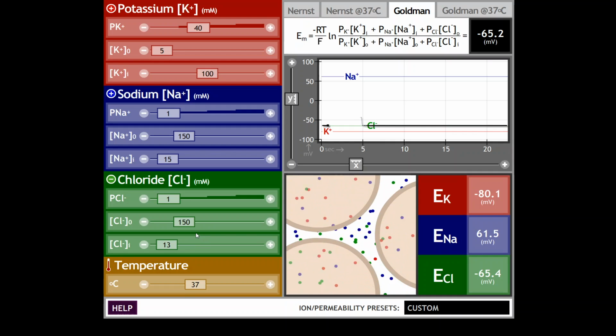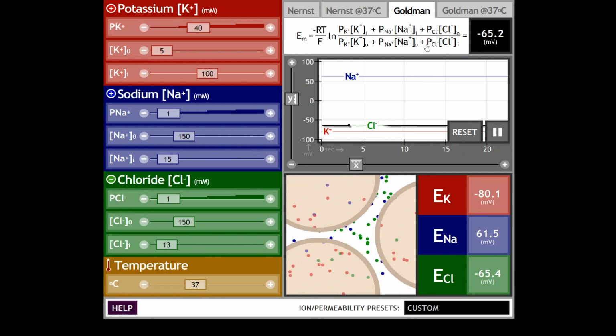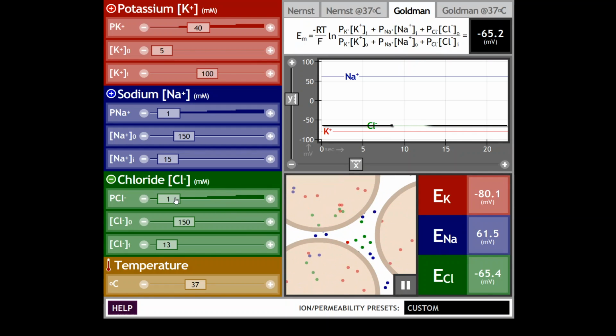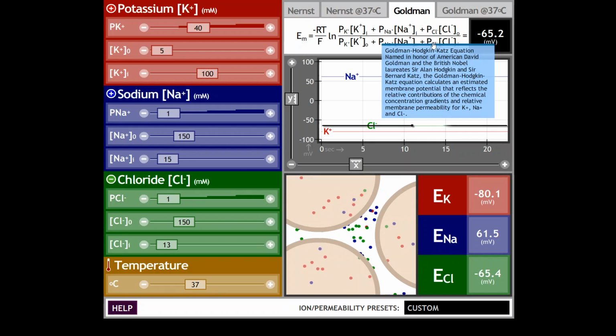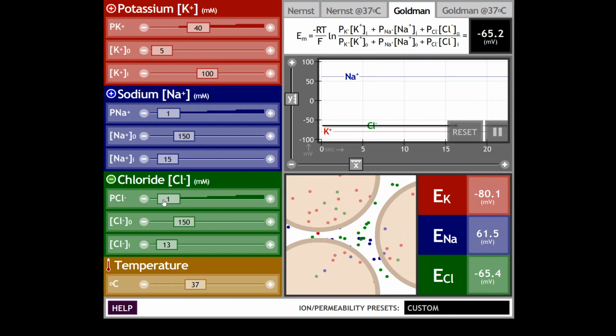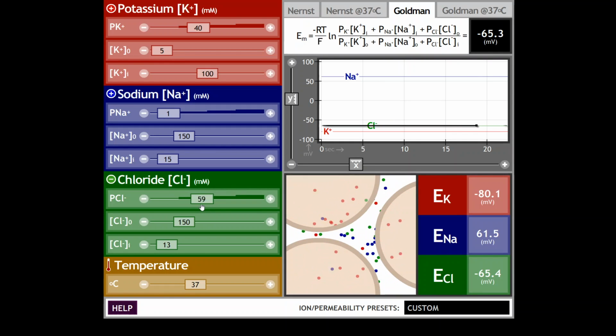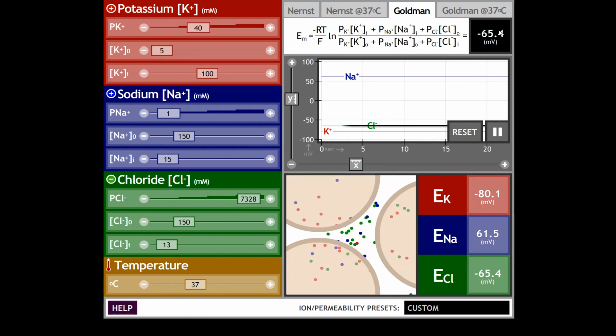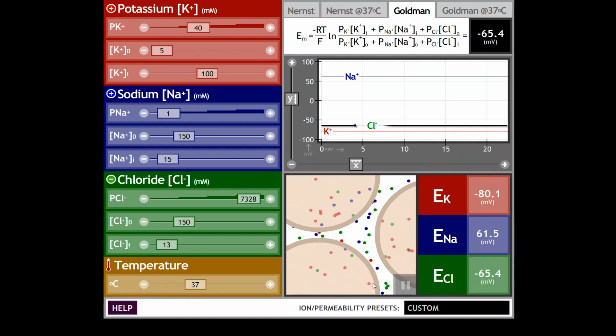And now you can see that the reason we can take chloride out of the Goldman equation under this very specific circumstance is that no matter how big the permeability of chloride gets, it won't change the membrane potential. So if I crank this number up, you notice the membrane potential does not change. That's because chloride is already at its equilibrium potential. So opening more chloride channels is not going to change the movement of chloride ions.